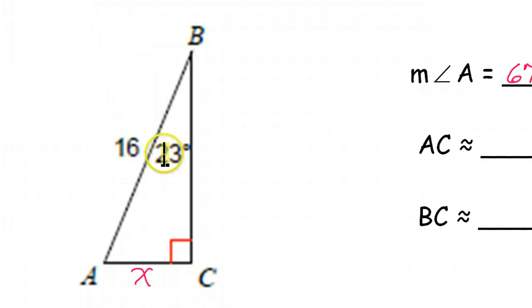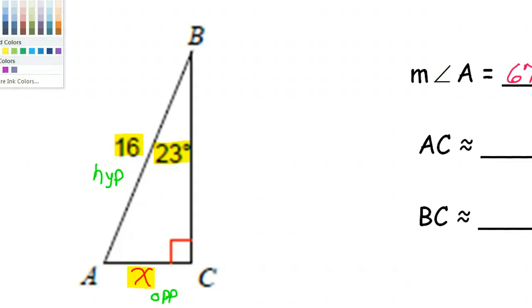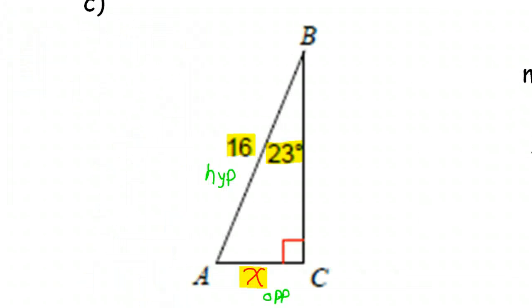Now let's talk about it. From the perspective of the 23, I've got the 16, and now I'm looking for x. So what are we talking about here? This 16 is the hypotenuse. This x is opposite from the 23. So I've got opposite and hypotenuse. That is the sine function, my friends. So we will do sine of 23 is equal to opposite over hypotenuse, so that's x over 16.